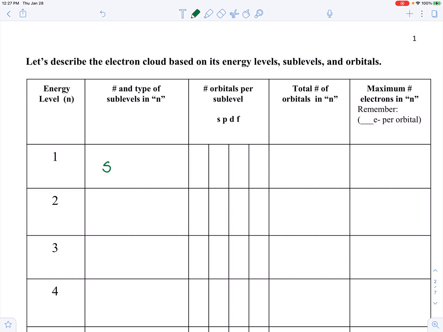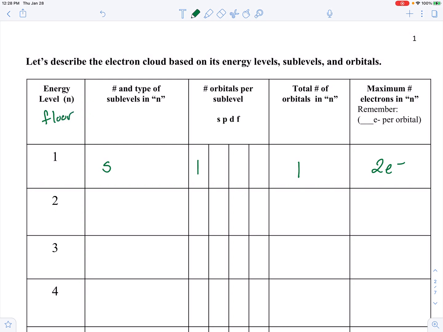Now, that means that it only has 1 orbital that exists there. That means there's a total of only 1 orbital on that whole floor. And that means that whole floor can only hold 2 electrons. And this holds very true to our analogy.